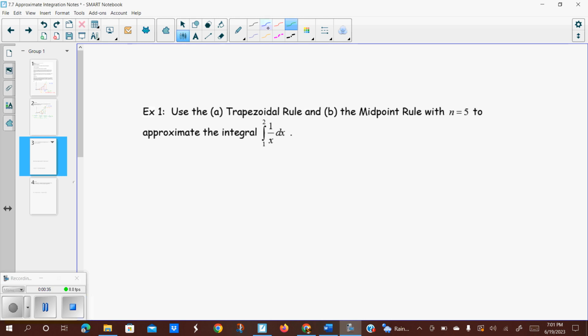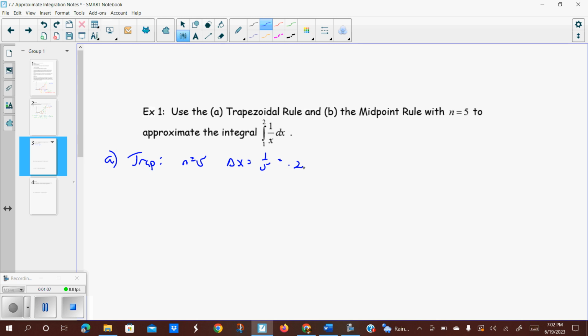So part A wants us to use the trapezoid rule. So we'll just say the trapezoid rule, n equals 5. And if n equals 5, that means that delta x, remember delta x is b minus a over n. B minus a is 2 minus 1, so 1/5 is our delta x, which is the same as 0.2, if it's easier.